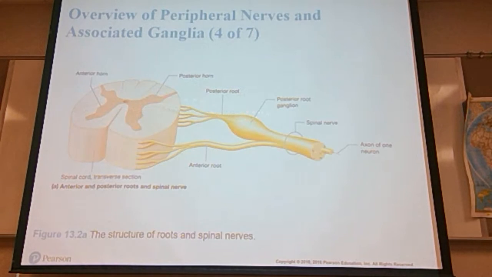And there is an example of a spinal nerve and the way it is connected to the spinal cord. Here is the anterior root. It comes to the front. There's the posterior root. There's the posterior root ganglion. And here, where it all comes together, we have the spinal nerve. And then there is the axon of a single neuron.